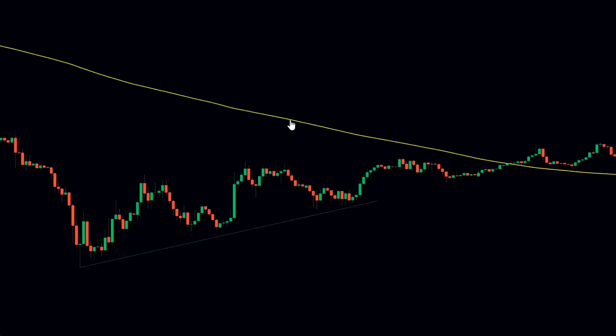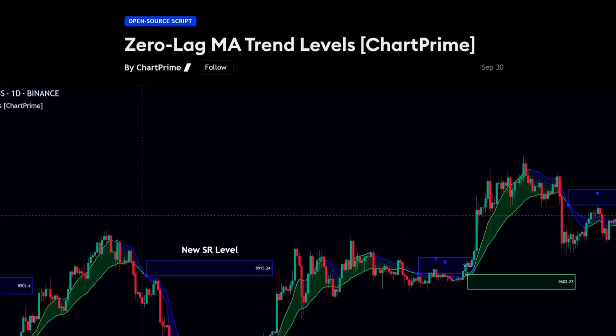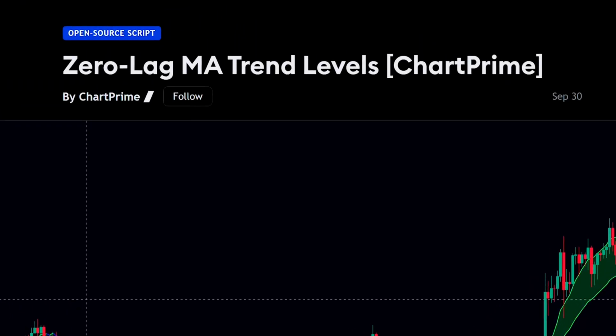And not just lagging, it lags a lot. But what if there was an alternative indicator that could reduce this lag? Well, meet the zero lag moving average trend levels by Chart Prime.